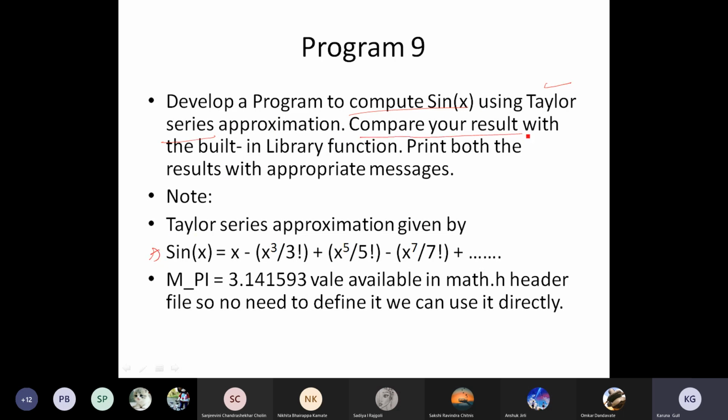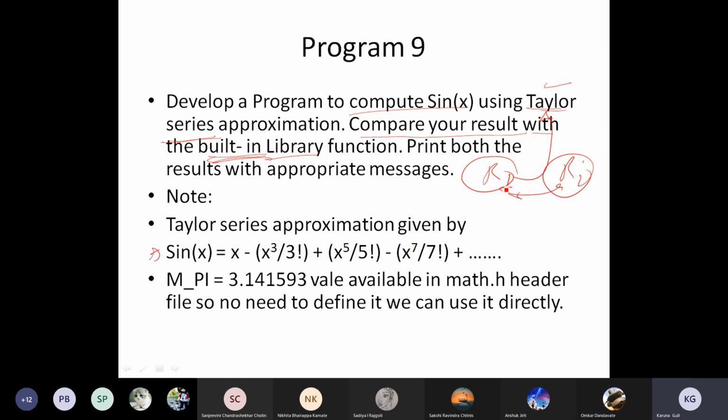Then compare your result. Whatever result you are going to get out of this, that should be compared with the value that you got out of the built-in function. Okay, so both the results. If I say one result R1 that I got with the help of the Taylor series, and R2 is the result that I got with the help of the built-in library function, we are just comparing.